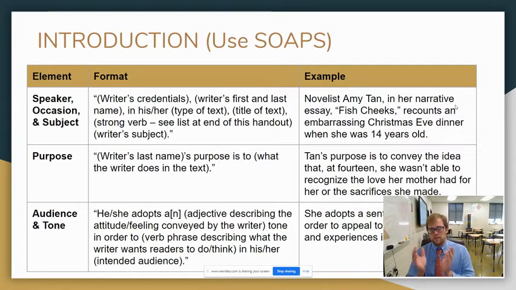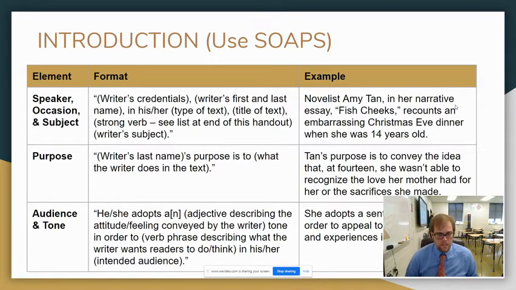So in the context of Amy Tan's essay, Tan's purpose is to convey the idea that at 14, she wasn't able to recognize the love her mother had for her or the sacrifices she made. So we get an idea that she is trying to convey an idea. We get this statement of theme. And we have that there as we move forward.